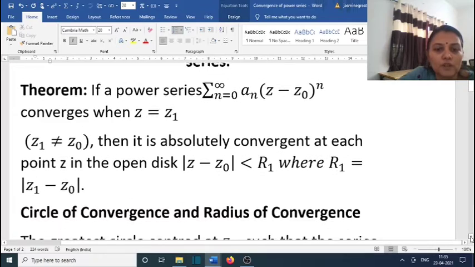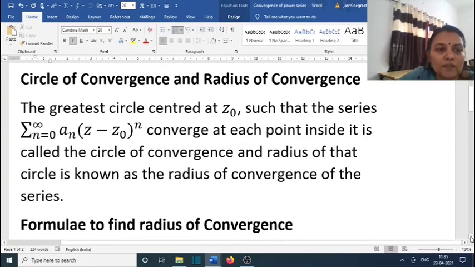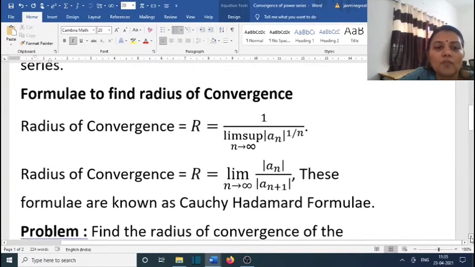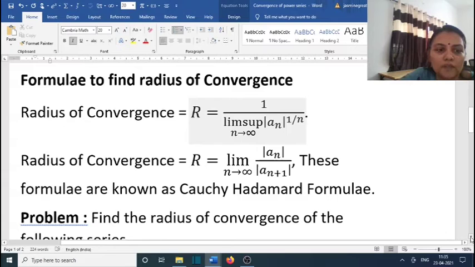Now, based on this theorem, we have the region of convergence called the circle of convergence. The greatest circle centered at z0 such that the series sigma n equal to 0 to infinity a_n (z minus z0)^n converges at each point inside is called the circle of convergence, and the radius of that circle is called the radius of convergence of the series. Now we have the formula to find the radius of convergence.